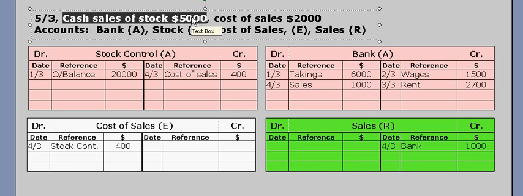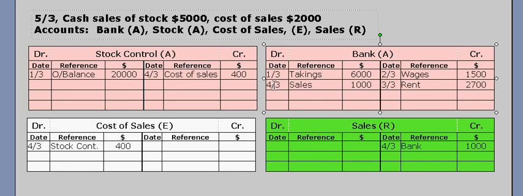That means that your cash must have gone up by $5,000. So debit entry to the bank account. The cross-reference will be sales, and the amount will be $5,000. So there it is, debit entry to the bank to increase your cash assets.